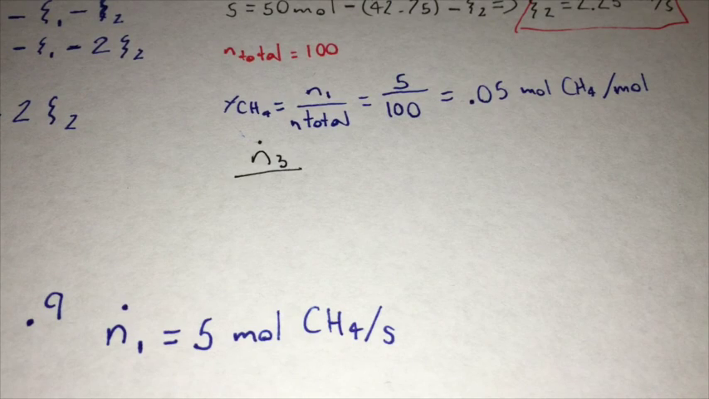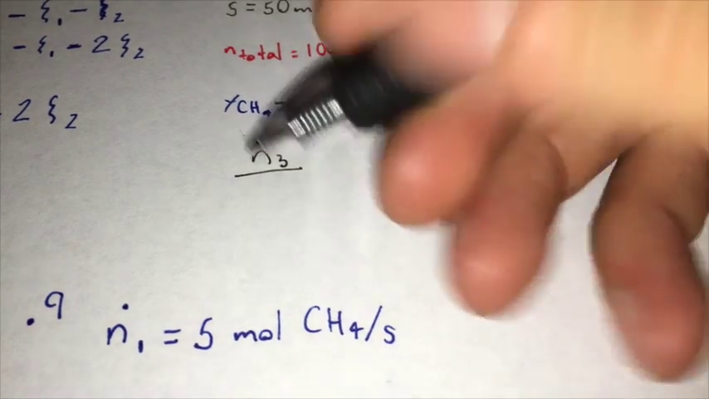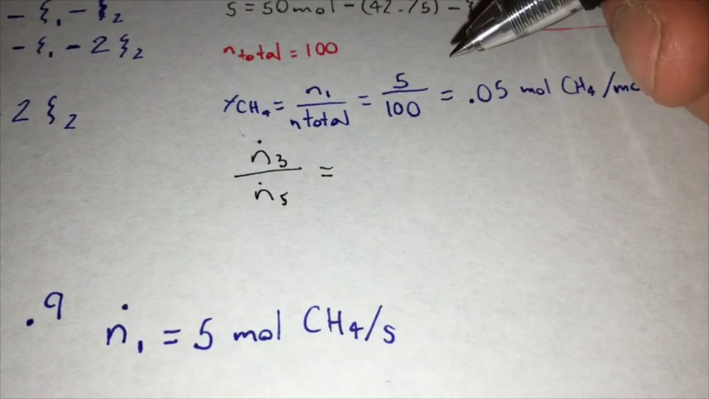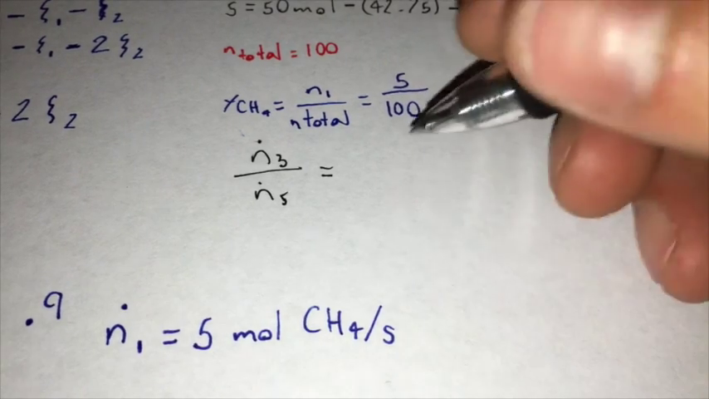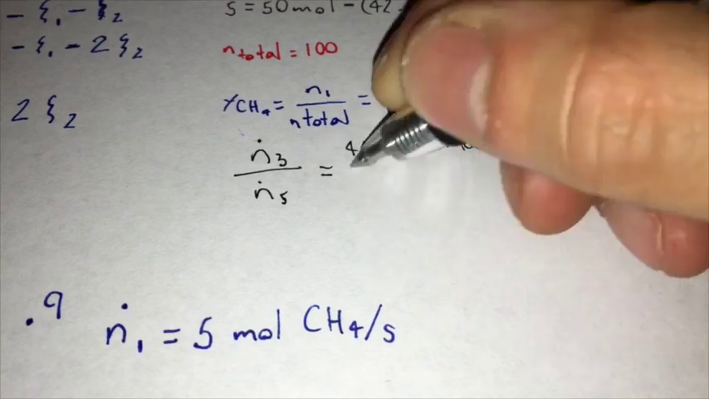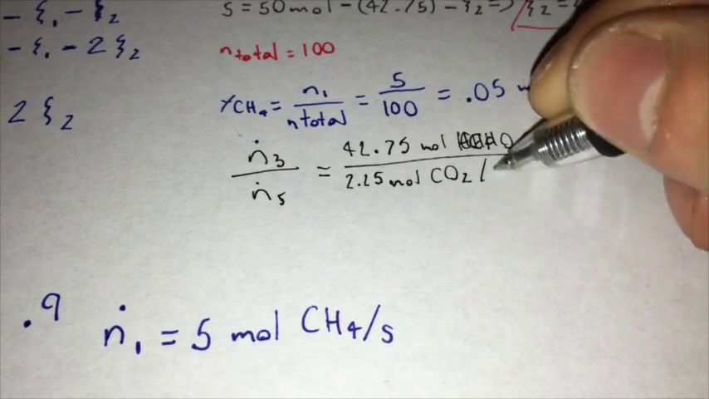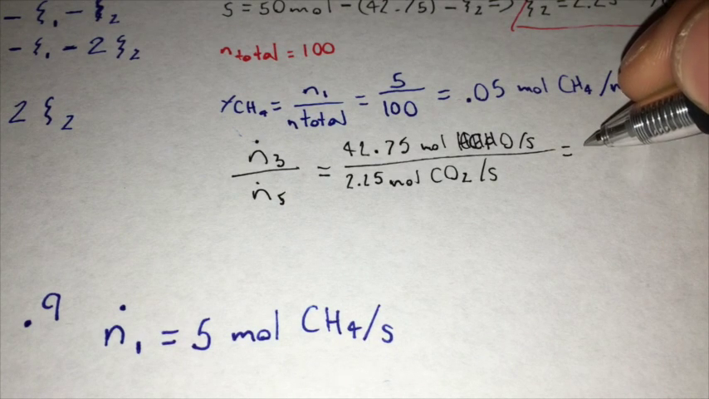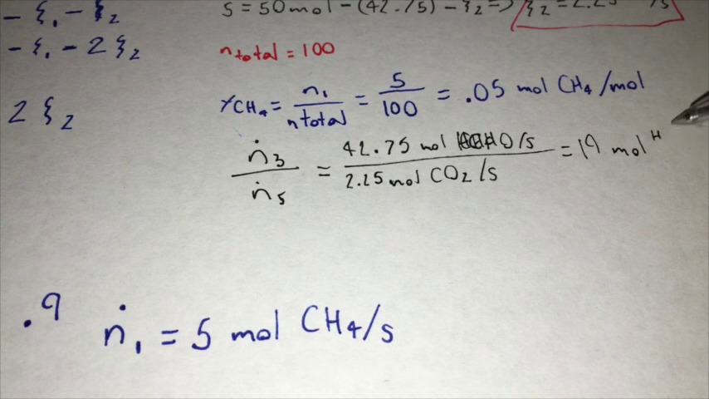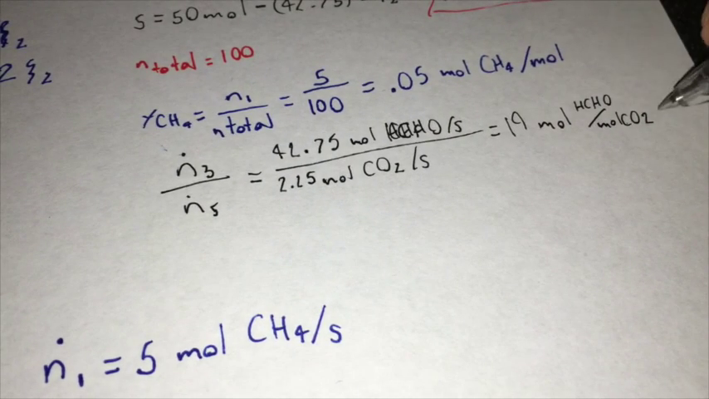Now we divide the molar flow rate of HCHO in the product stream by the molar flow rate of CO2, N5, in order to obtain the selectivity of HCHO with respect to CO2. That will give us a selectivity of 19 moles of HCHO per mole of CO2. And that's it for this problem.